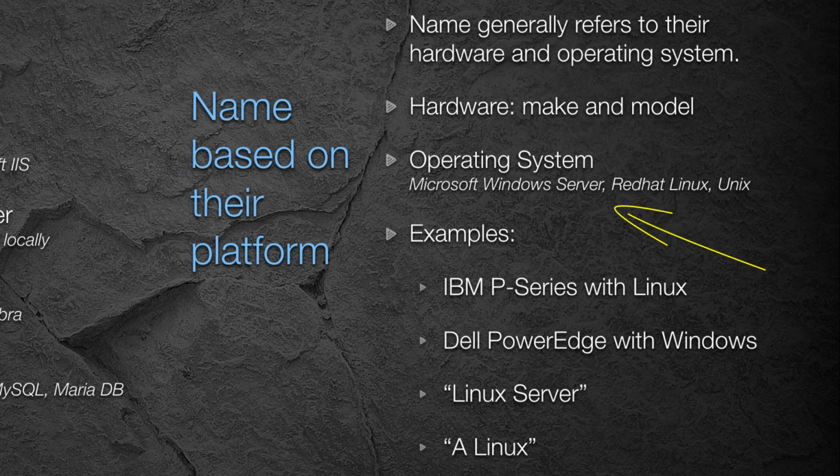We will also refer to the server's operating system. Just as how your laptops run Windows or Mac OS, a server can run an operating system such as Microsoft Windows Server. We could also have a distribution of Linux such as Red Hat Linux, Debian, Ubuntu, or others out there. More classic servers may run Unix as their operating systems. So putting all this together, we might find examples such as an IBM P-Series with Linux, a Dell PowerEdge server running Windows, or we could simply refer to a Linux server to refer to a certain box, a certain server running the Linux operating system.